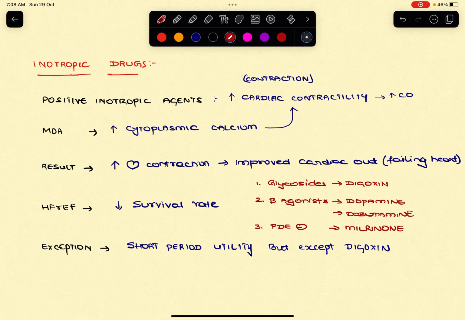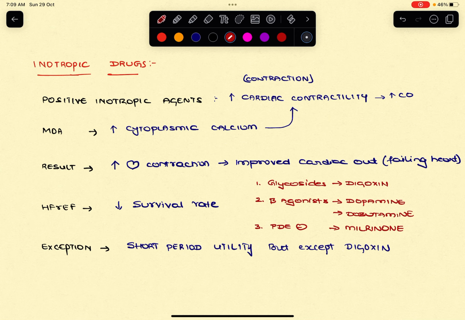So these are the three groups of drugs which are used as inotropic agents. So please remember this. This is very useful in terms of writing a short answer for 3 marks as well as answering the MCQs. So please remember, inotropic agents: you have cardiac glycosides, phosphodiesterase inhibitor, and the beta agonist. One is digoxin, dopamine, and milrinone.